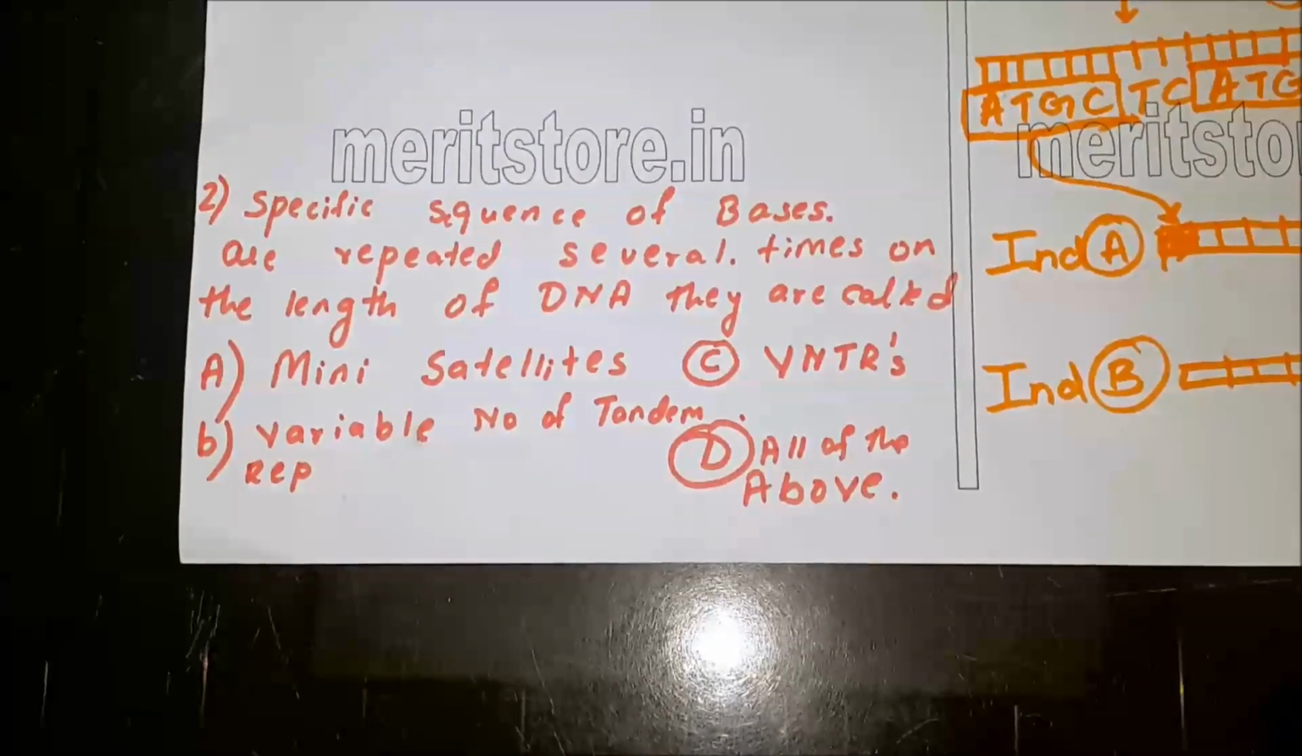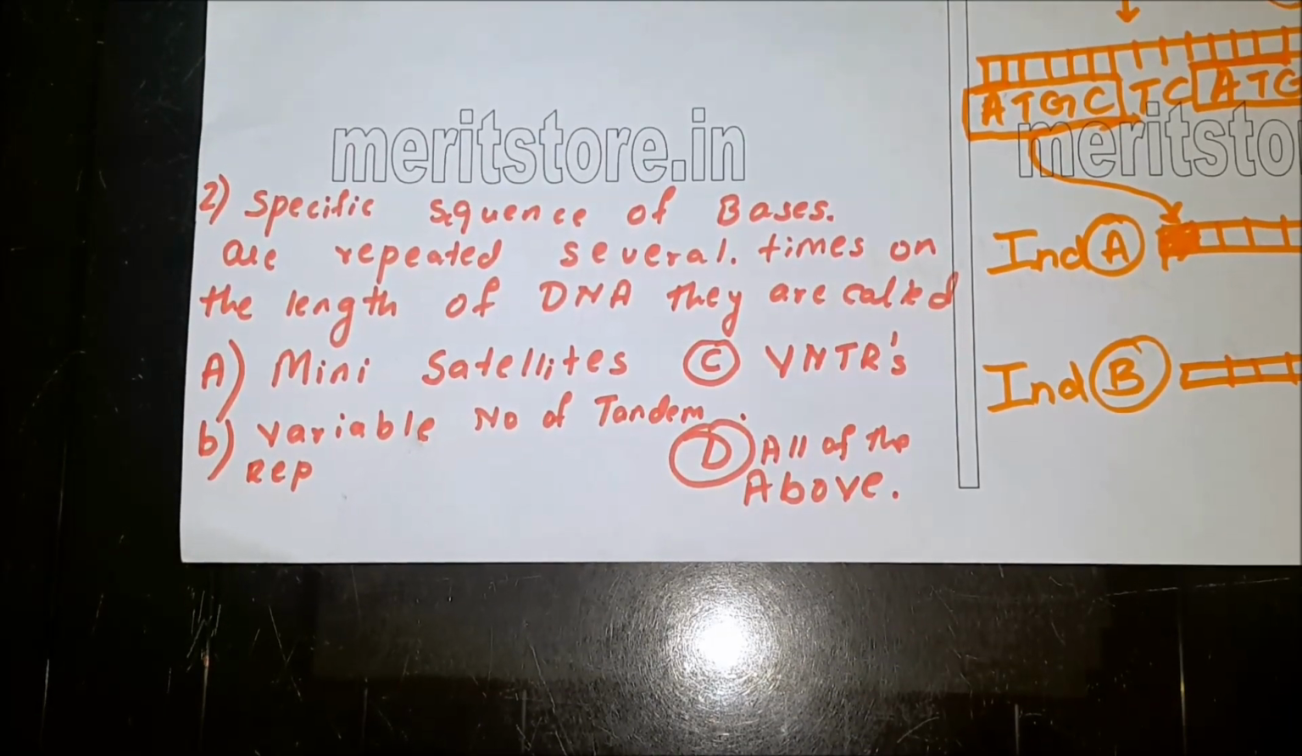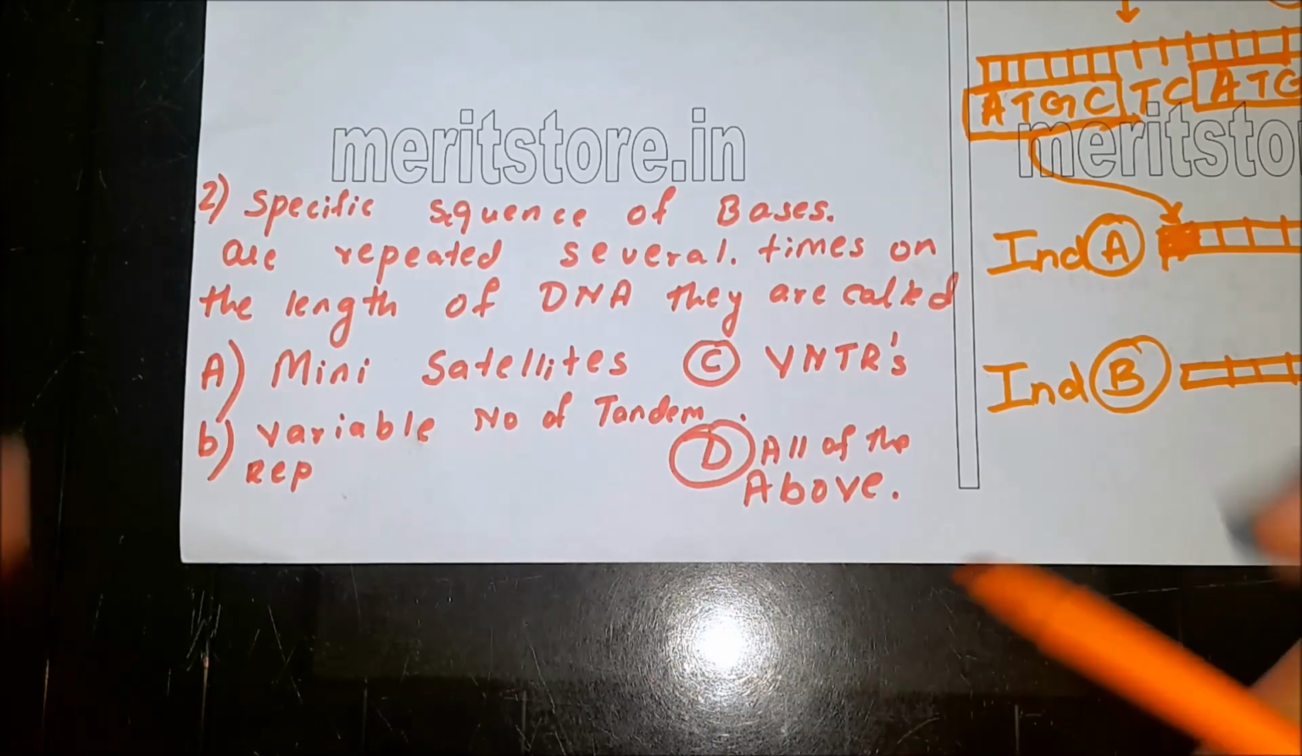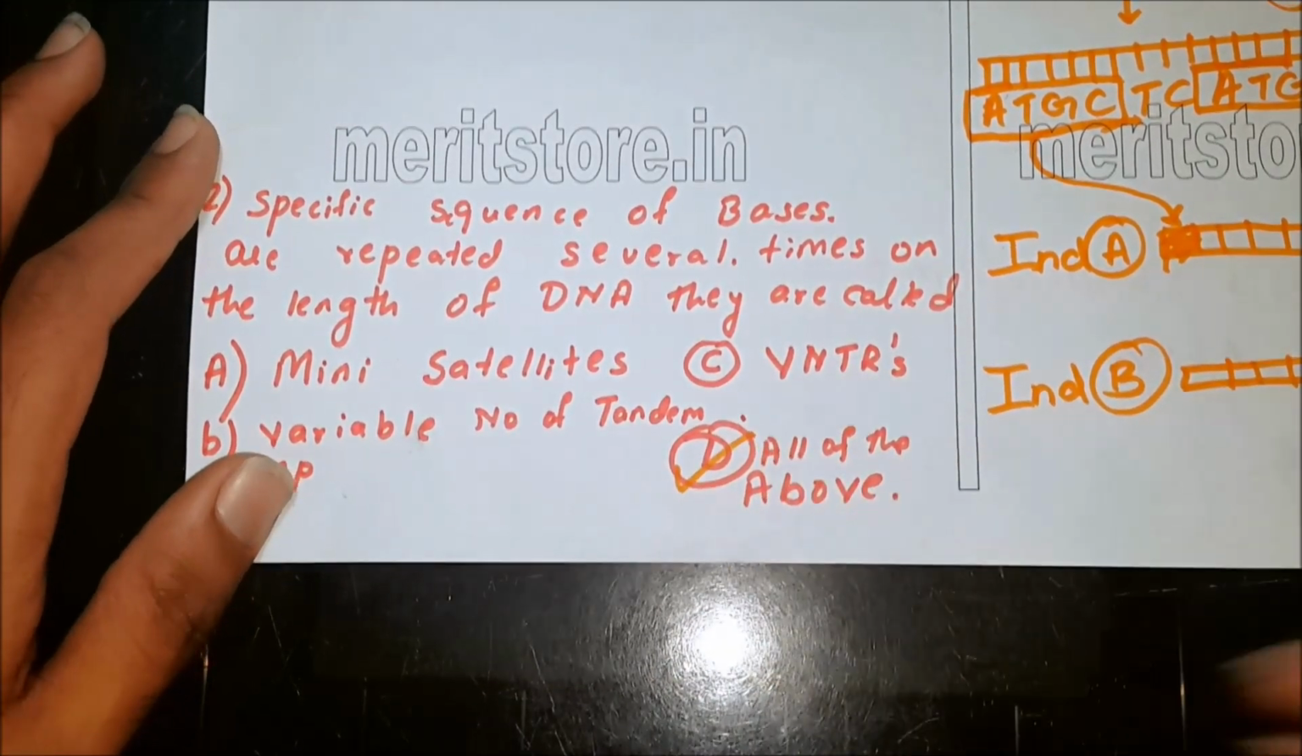Now moving on to the second MCQ. Specific sequences of bases are repeated several times on the length of the DNA. They are called, our options are mini satellite, VNTRs, variable number of tandem repeats, all of the above. VNTRs are also called mini satellites, and VNTR stands for variable number of tandem repeats. So options A, B and C are all right. So we'll go with D, that is all of the above.